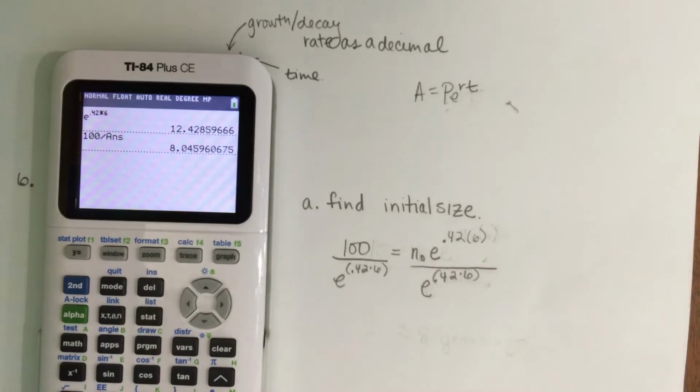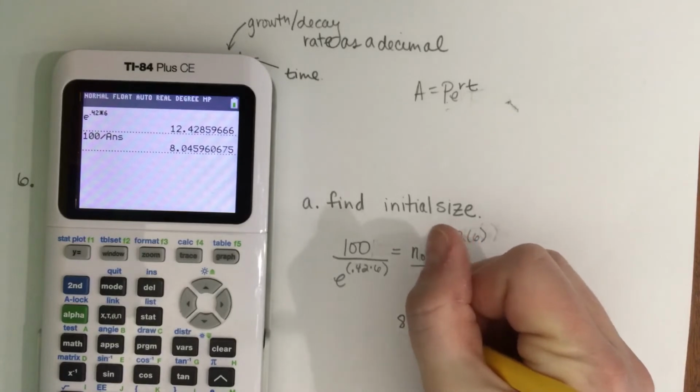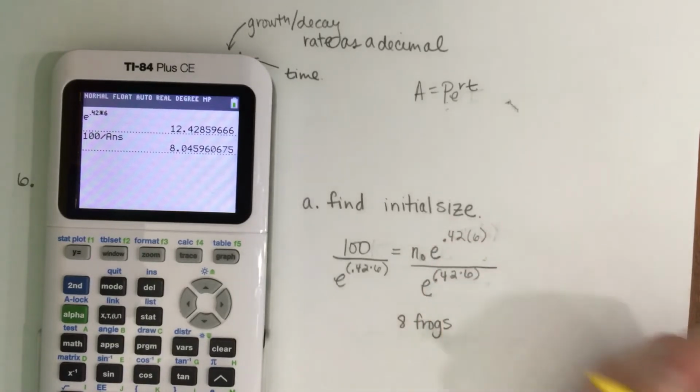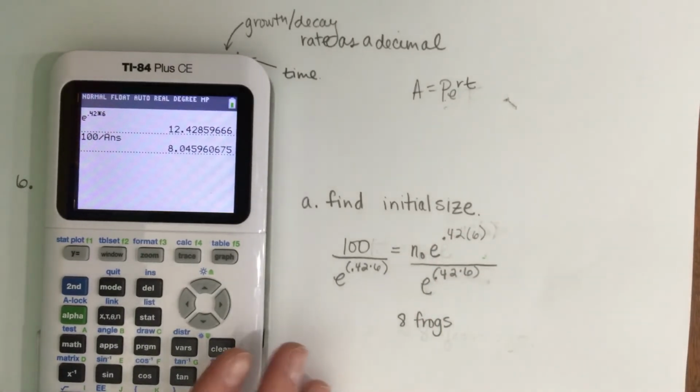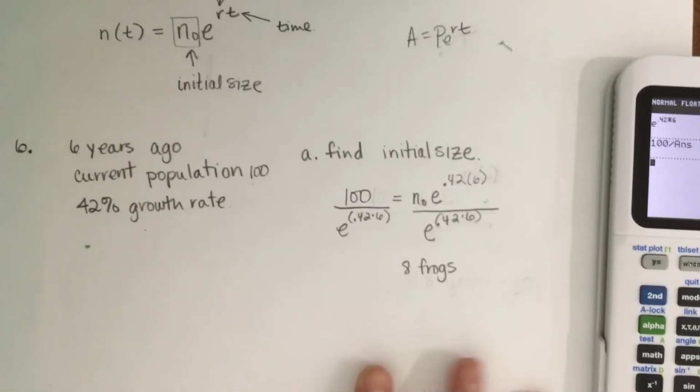So we're talking about frogs right now. So when we are talking about frogs, if I have 8.045996, well, I can't have 0.045 technically of a frog, and we have not reached 9 yet. So the initial population was 8 frogs. Now, the next question then asks us, well, what would be the population 5 years from now?